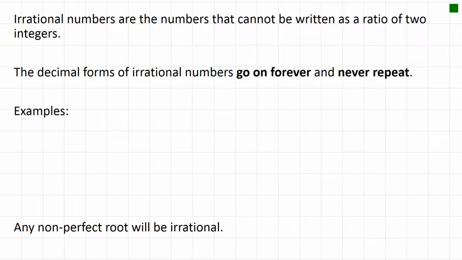Irrational numbers are the numbers that cannot be written as a ratio of two integers. That means they are not rational numbers. And irrational means just that, not rational.